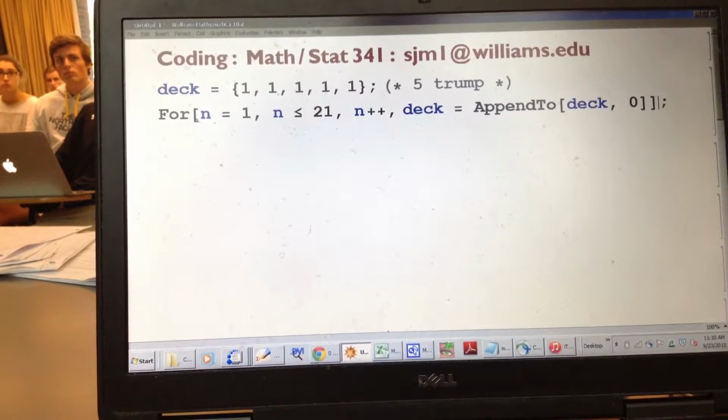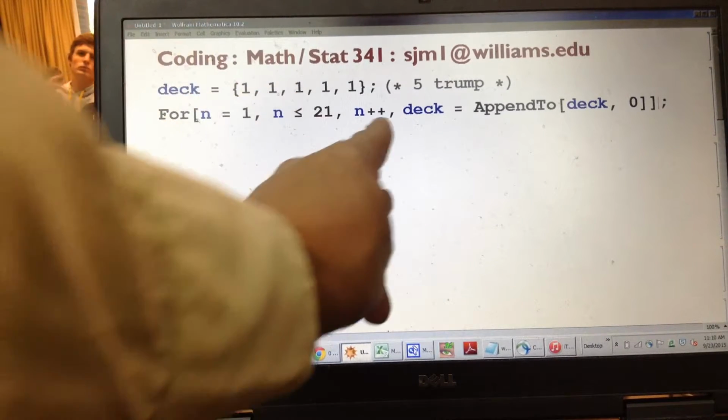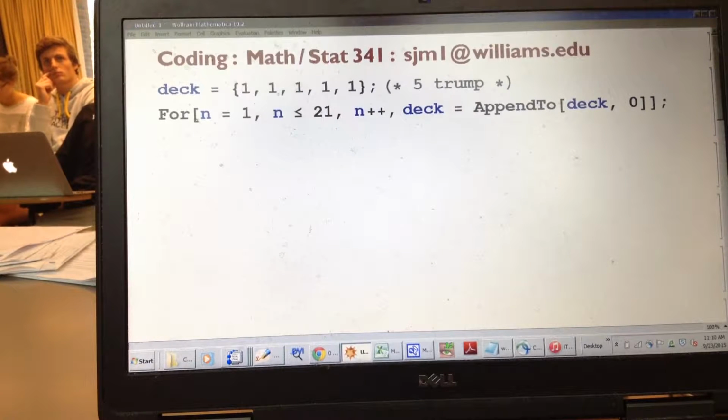What is n plus plus? So n plus plus means n goes from 1 to 21 in increments of 1. N equals n plus 1. So plus plus is a nice command from the programming world. It means increment your value by 1. We could count by 2s or 3s or 4s.